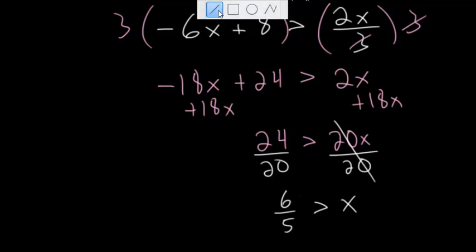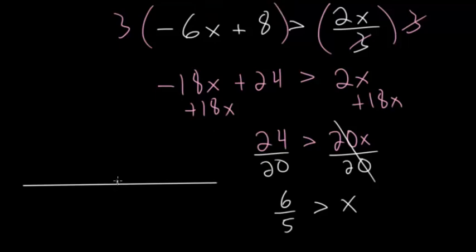So let's look at this on the number line. So we have 0, we'll say 1 and 2, and 6/5 is 1.2. So that would be right about here, and x is smaller than this, but it's not equal to 6/5, so it's going to be an open circle, and then all x values smaller. And we can again test this.